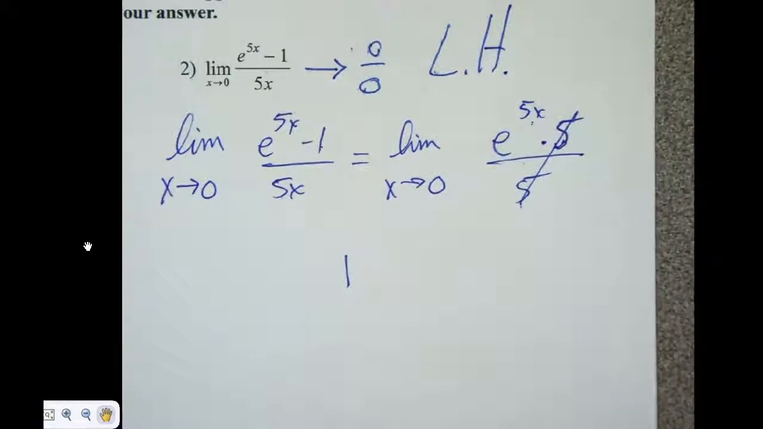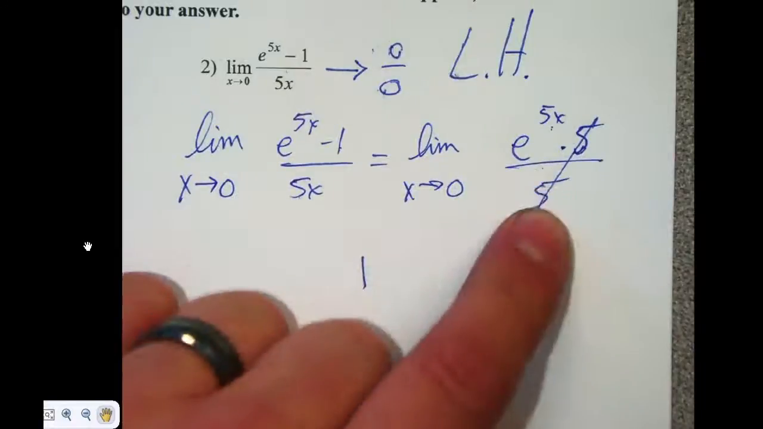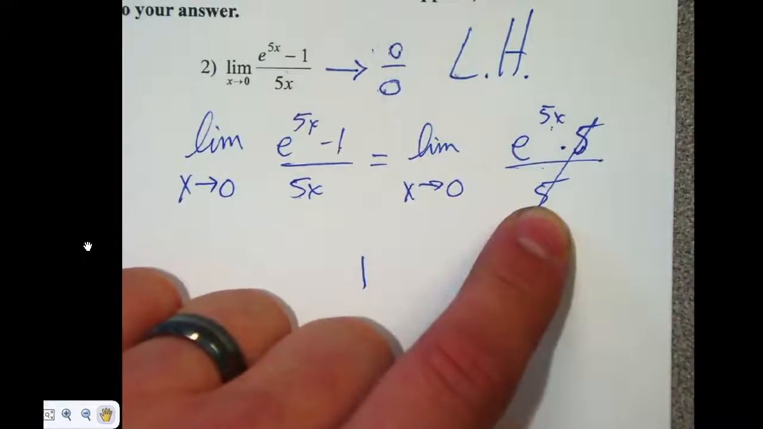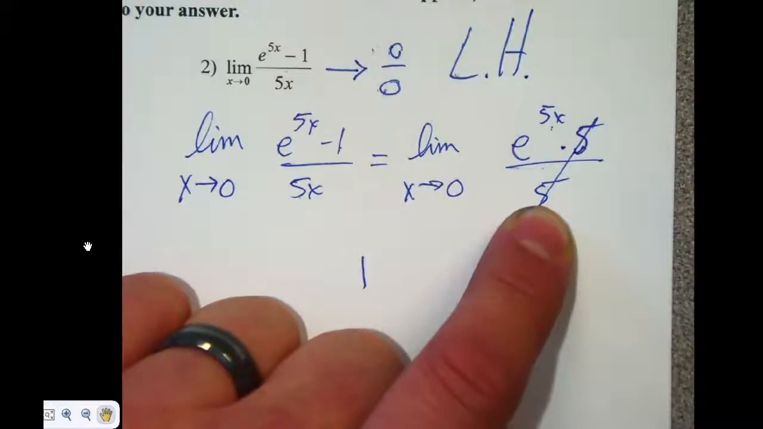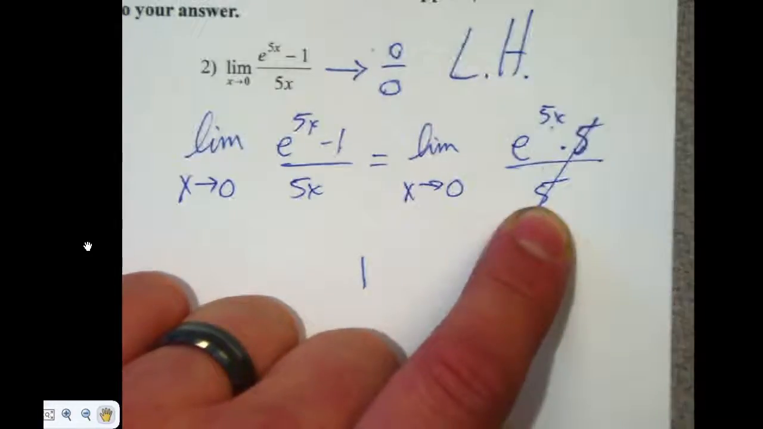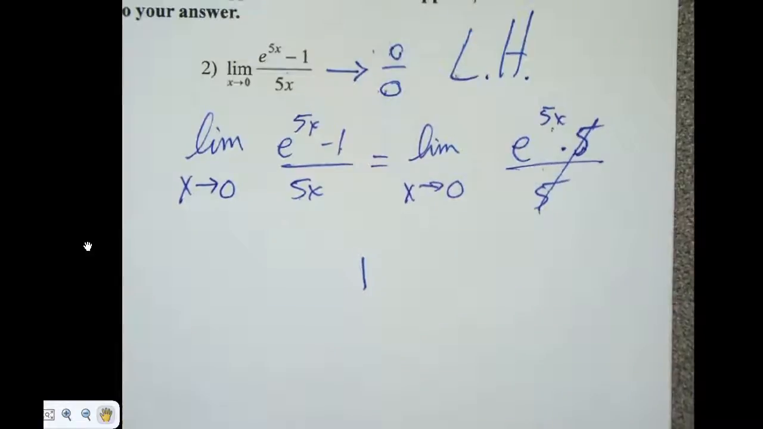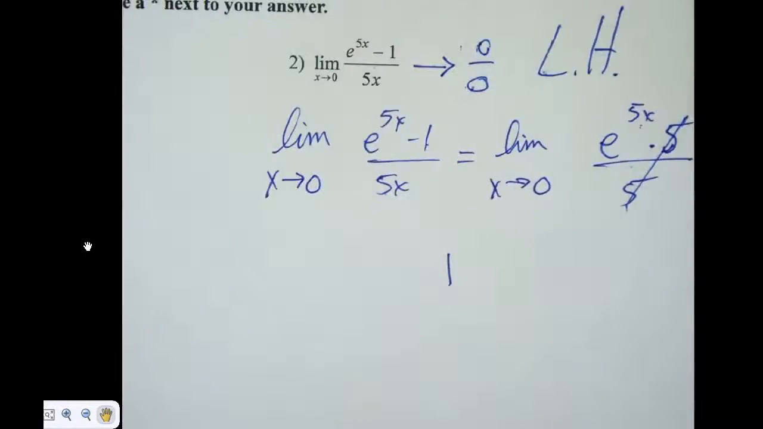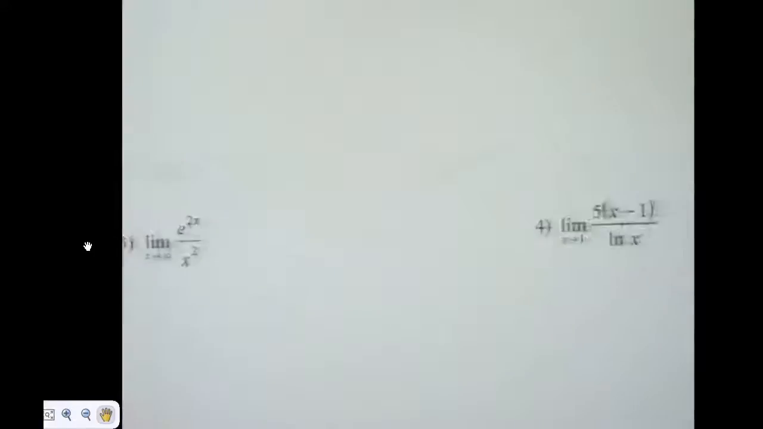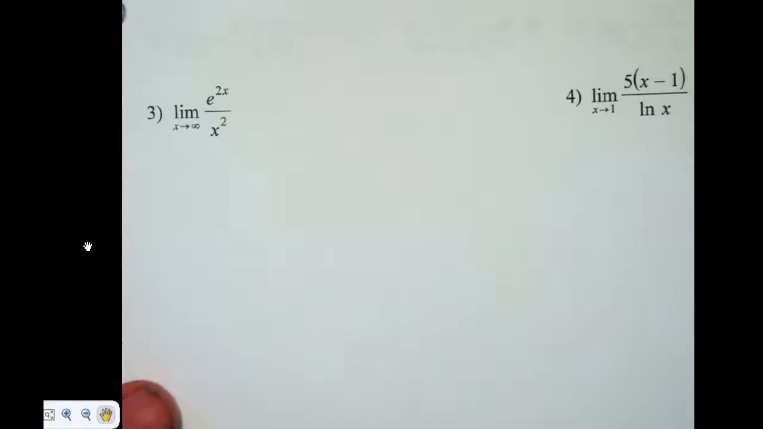And sometimes you've got to do it twice. Sometimes when you get to here and plug in, you'll get 0 over 0 again. Then you do the second derivative of the top and the bottom. It's just repeating the process. You can do the rule an infinite number of times if you need to. Let's jump to number 3, because that's the one we've got to do twice, I think.